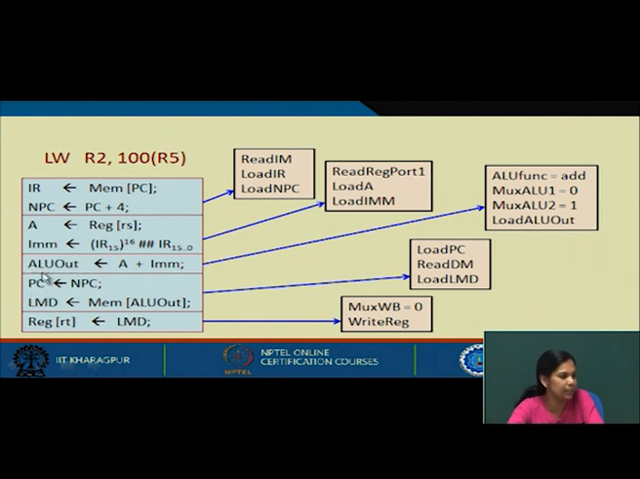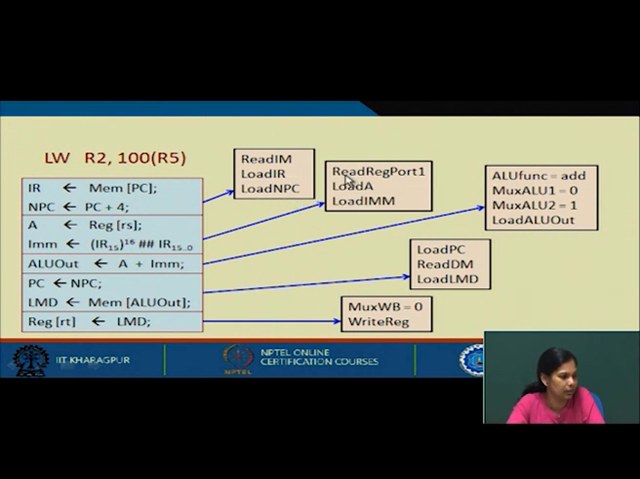Now the content of ALU out will be used to bring data from the data memory, and it will be put in LMD. After this is done, finally from LMD it will be put into the destination register, will be put in RT, because the destination register sometimes can be RT or RD. So let us see the corresponding control signals. So first we read IM, load IR and load NPC.